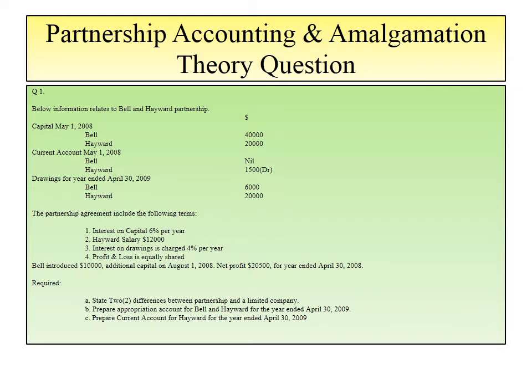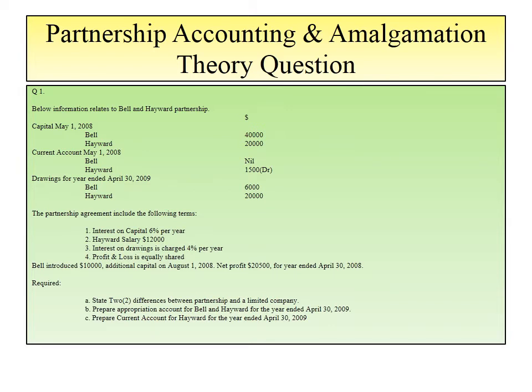This is the question. The information below relates to Bell and Hayward partnership. There are two partners. Capital accounts for both partners are given on May 1, 2008. Current account balances are also given. On May 1, 2008, Hayward has a debit balance of 1500. Drawings for the year ended April 30 are also given, 6000 and 20,000.